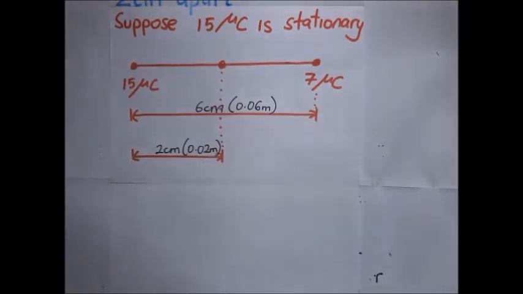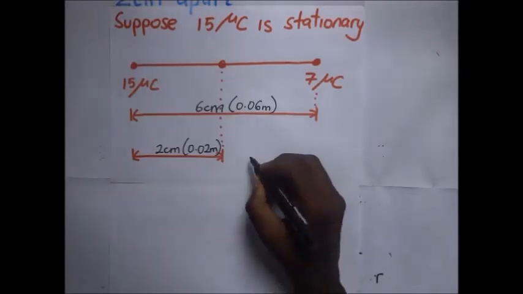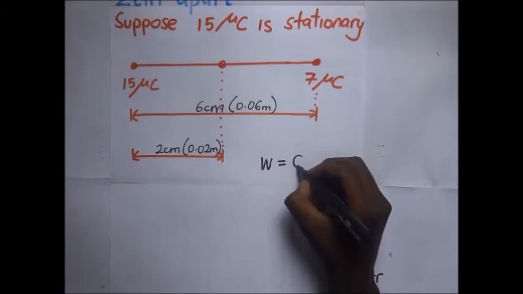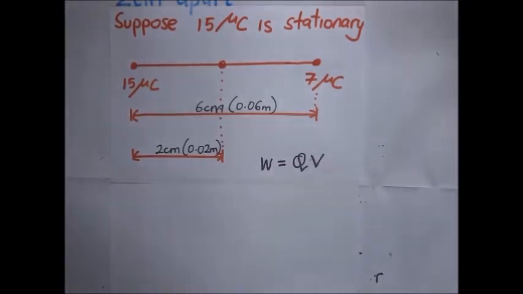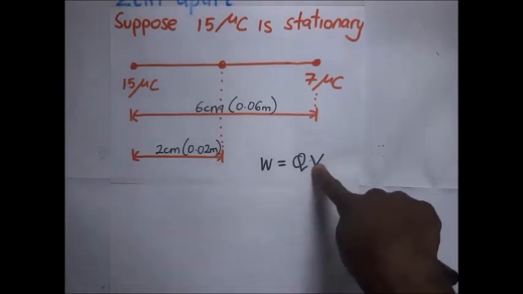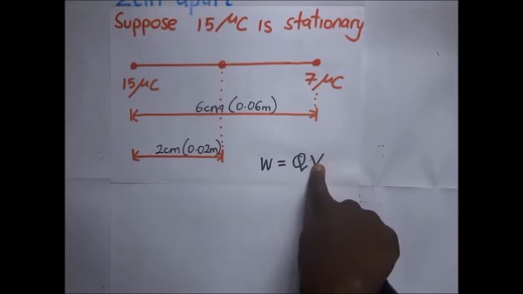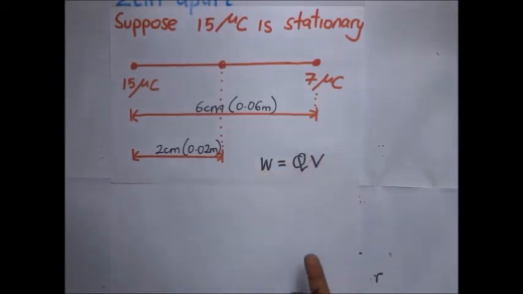So what are we going to do here? Remember, we said that work done is going to be equal to QV. So we're going to have to first find the potential difference. After finding the potential difference, we shall simply multiply, then we get the work done. So we begin with our explanation.